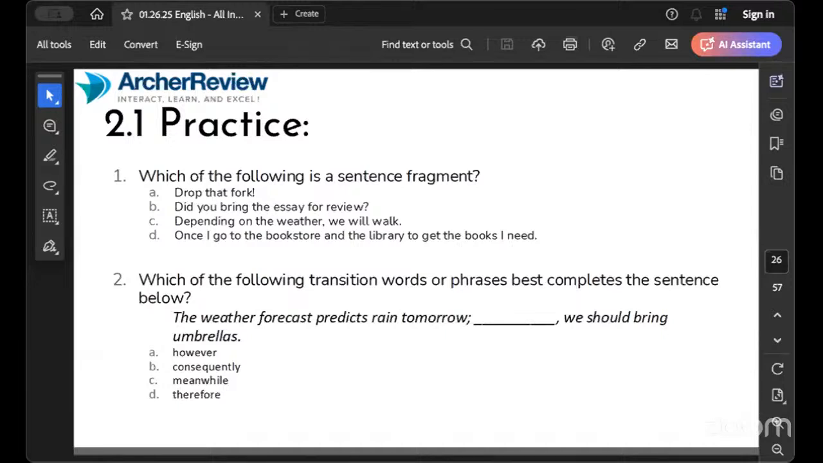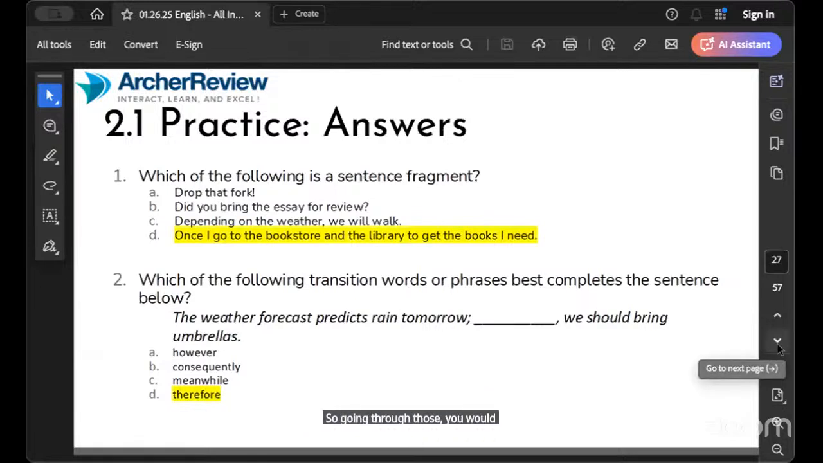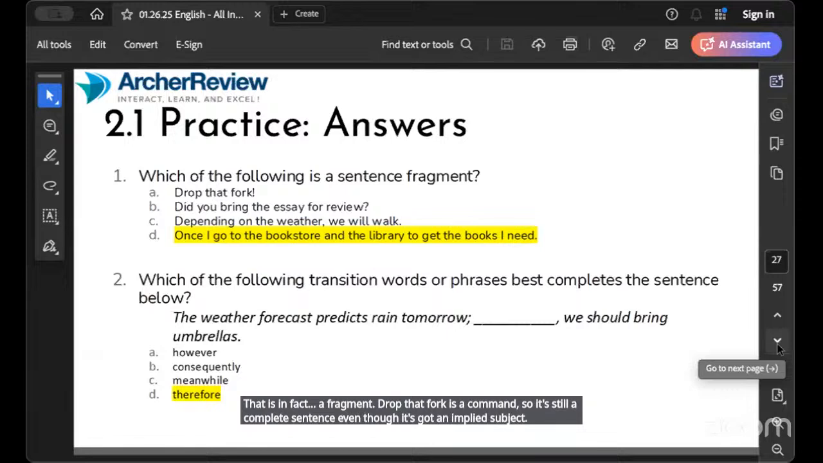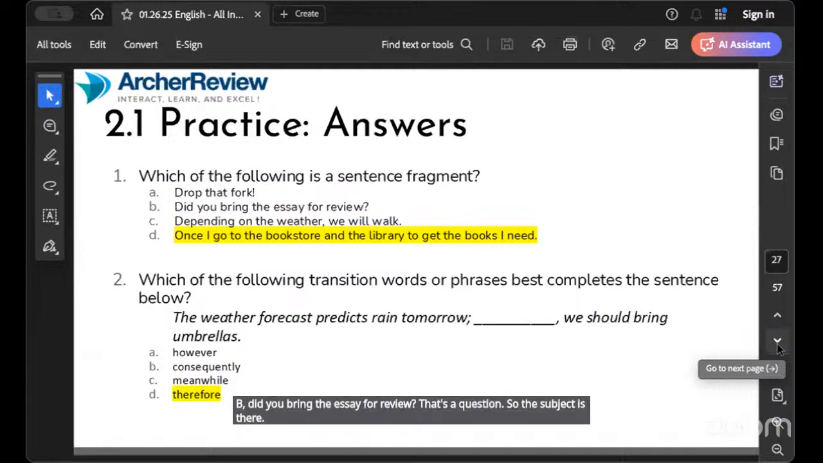All right, everybody ready? All right, let's take a look. So for the first one, which of the following is a sentence fragment? Going through those, you would see that D, once I go to the bookstore and the library to get the books I need, is in fact a fragment. Drop that fork is a command, so it's still a complete sentence even though it's got an implied subject. B, did you bring the essay for review? That's a question, so the subject is there. It splits the verb did and bring, so you is my subject.